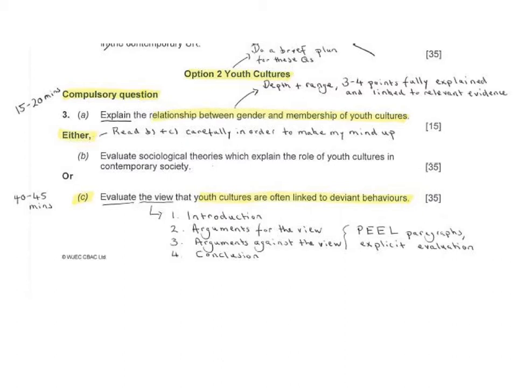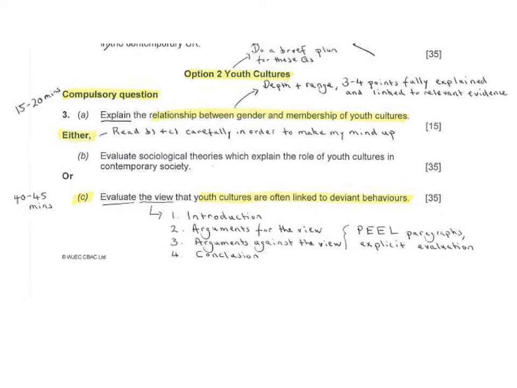So I'm going to imagine that I've chosen to do question C. In terms of time management, I would be thinking that I need to spend between about 40 and 45 minutes on this particular question, including the time to do a plan. And this question has an evaluation command word. So it starts with the instruction evaluate.